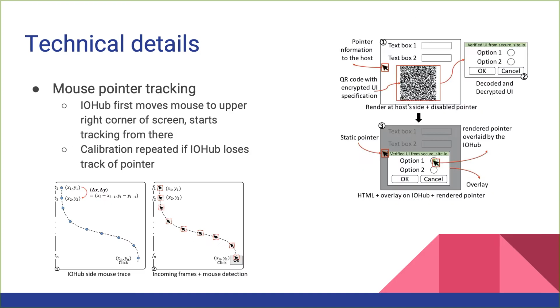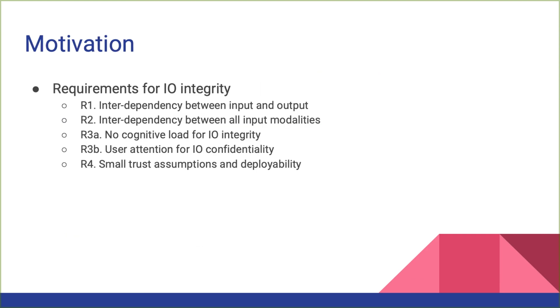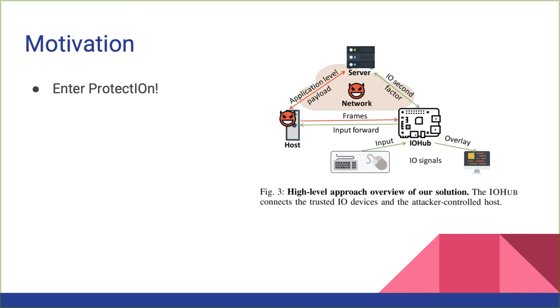Could you describe the data flow that goes from the server into the IO Hub? Does it go through the host? Quick answer is yes, but let me go there. So the server sends the form to the host, so the attacker can see the form. But the host also sends the form to IO Hub. The host is your computer that's being attacked. Even if the host manipulates the form, IO Hub will sense it and invalidate it.